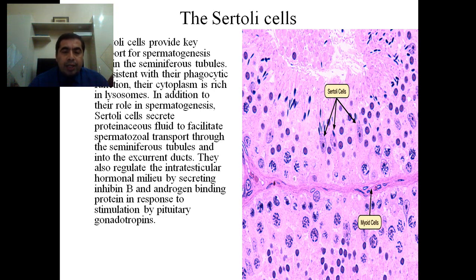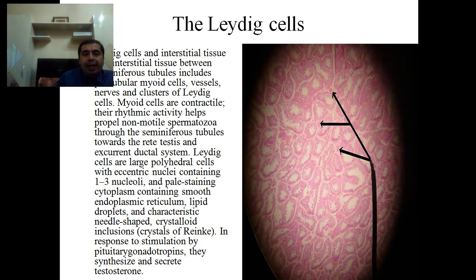They also regulate the intratesticular hormonal milieu by secreting inhibin B and androgen binding protein in response to stimulation by pituitary or hypophyseal gonadotropins, which is very important because they have special receptors for receiving this stimulation. And the Leydig cells, they are also here. Leydig cells or the interstitial tissue.